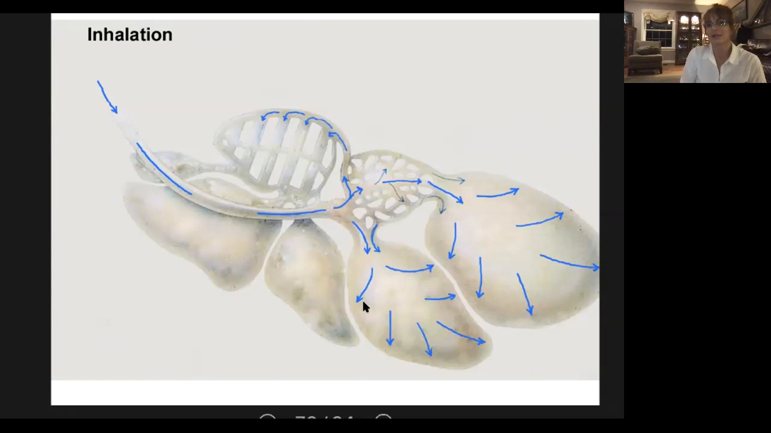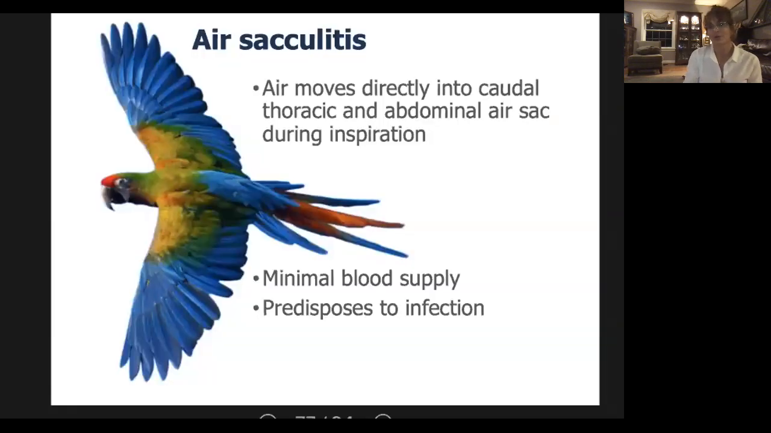And the air sacs are warm and they're moist, and in their normal undiseased state, there's minimal blood supply. So it's just this perfect environment for the growth of fungus in particular, and the one we see most often is going to be Aspergillus, and it just loves to grow in air sacs.